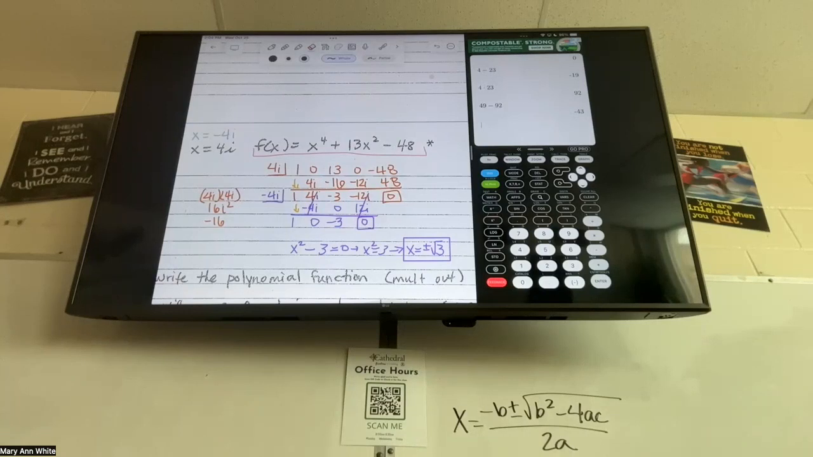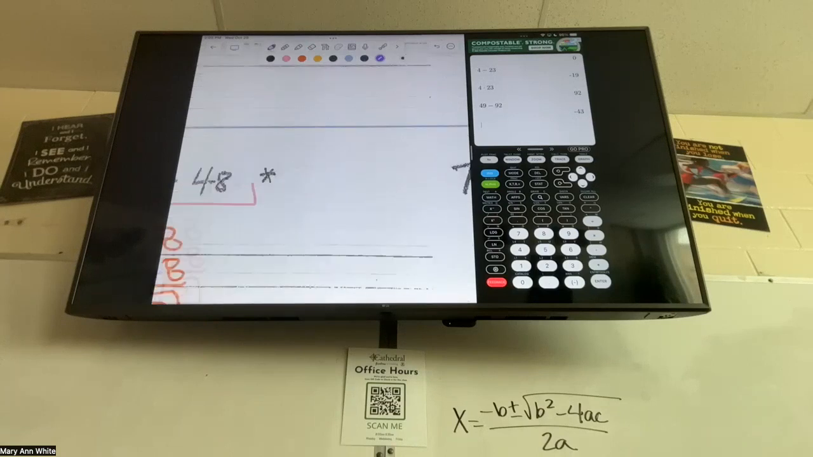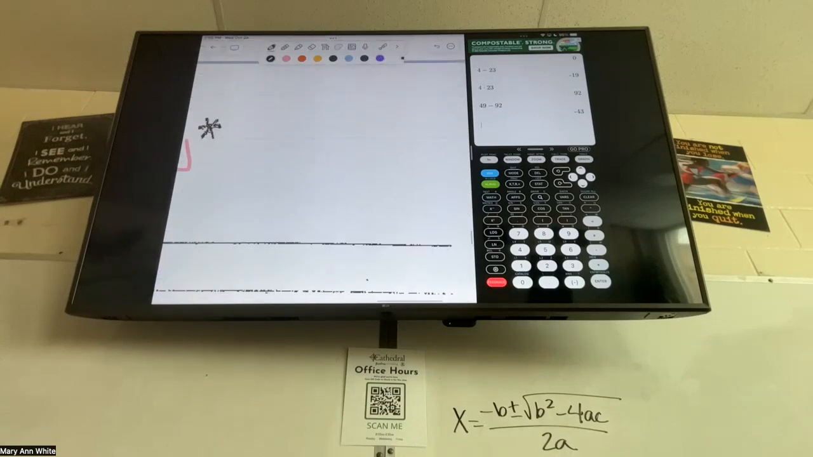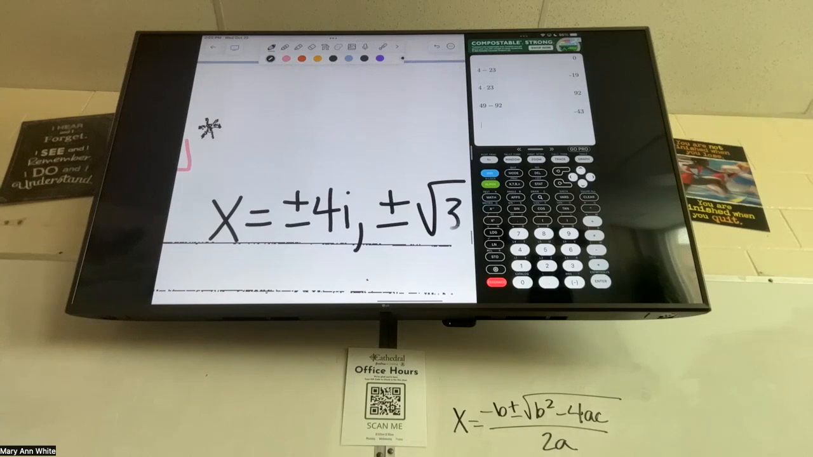Yep, we just found the zeros. Those are my zeros. You don't have to do anything; I just think it's nice to keep it all contained.